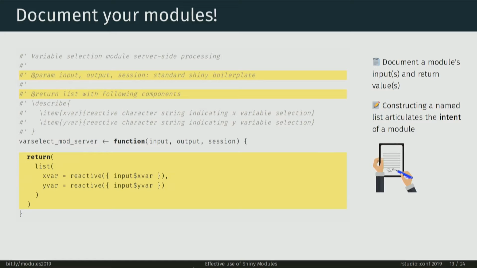Okay, so let's look at the return object here. I've actually been intentional about naming these components. We have a named list, in this case xvar and yvar, which are simply inputs that were taken from the UI. I'm being intentional here because this is an example of constructing a named list to articulate the intent of this module. You might think of it as like an accessor type module, but these end up being quite important as you think about making these modules simple, yet quite powerful.